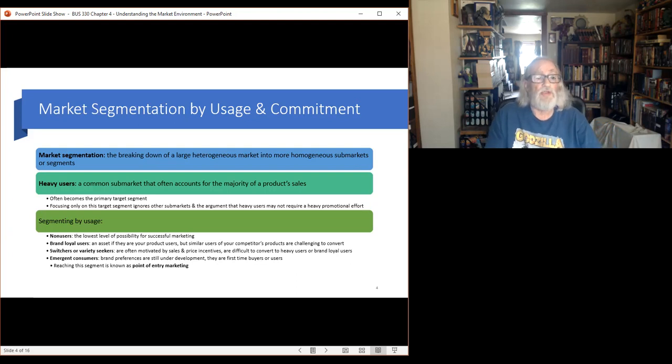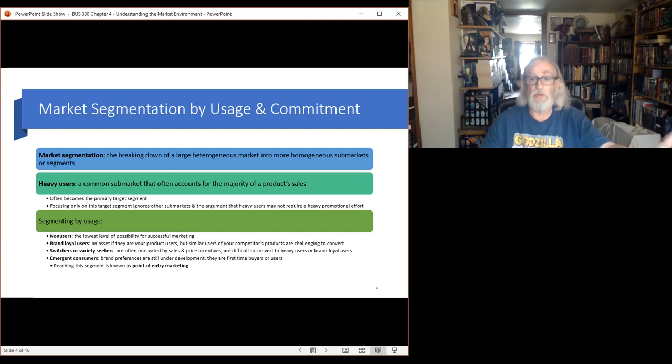Brand loyal users, on the other hand, are that asset if they're your product users. So it may be that you're after some brand users, but they don't use your brand. They're using the competitors. And so those are a challenge to convert because brand loyalty is often fairly strong. And that's what you're seeking to develop in your own consumers. And so you're trying to overcome that same brand loyalty amongst the consumers who use your competitors' products.